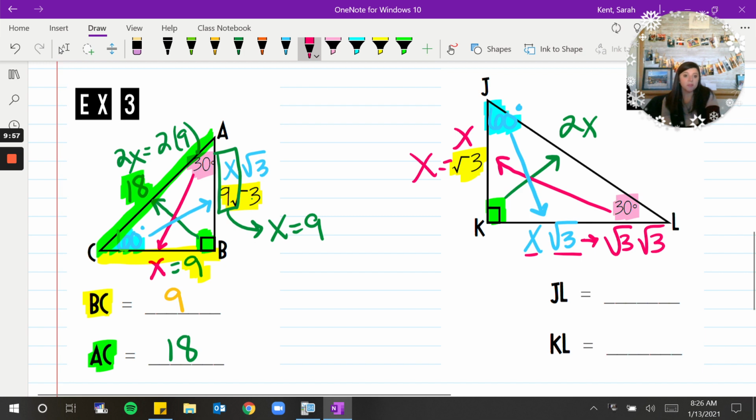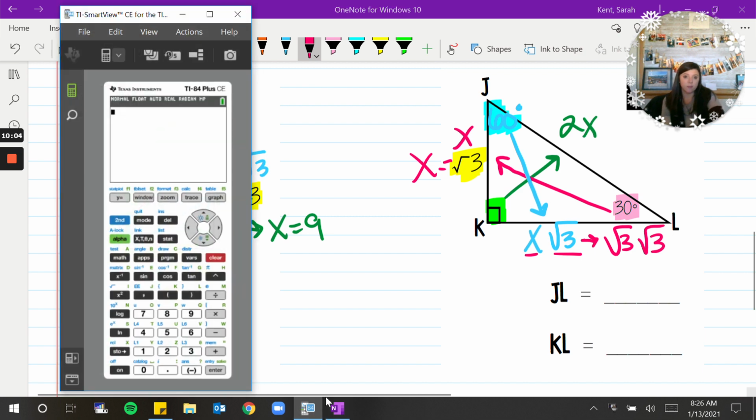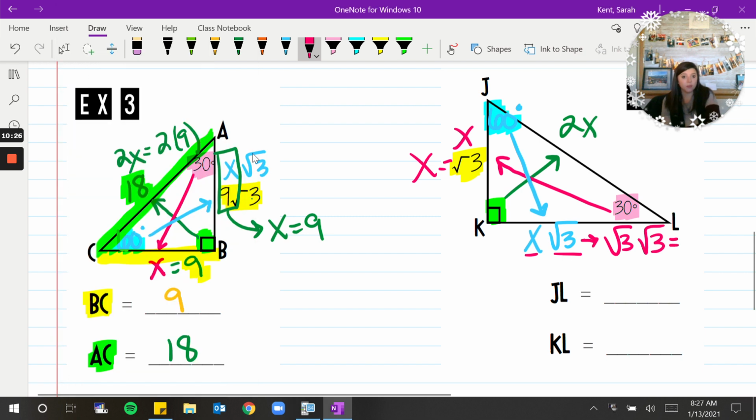So if you remember from last time, we cannot have 2 square roots in our answer. So I need to go to my calculator and type in square root of 3. So that's second x squared, 3. Arrow to the side so that your square root stops. And then we want another square root of 3. Then we'll press enter and we get 3. So square root of 3 times square root of 3 is simply 3.